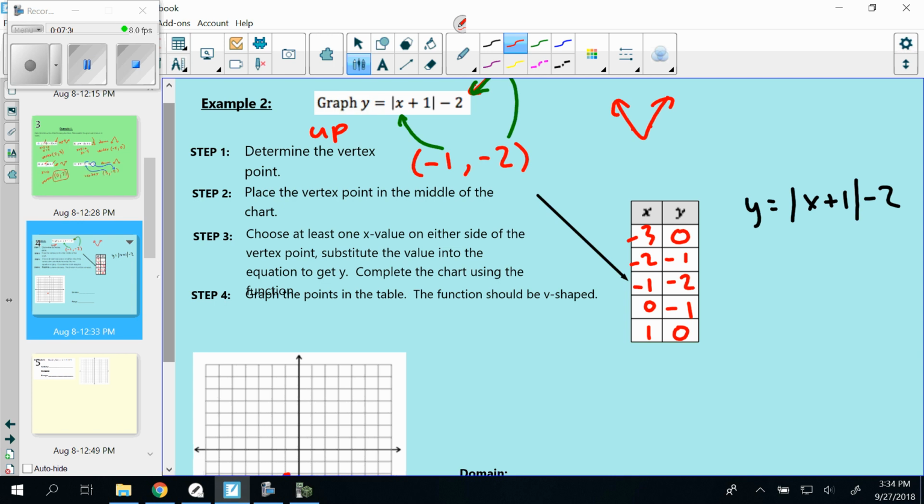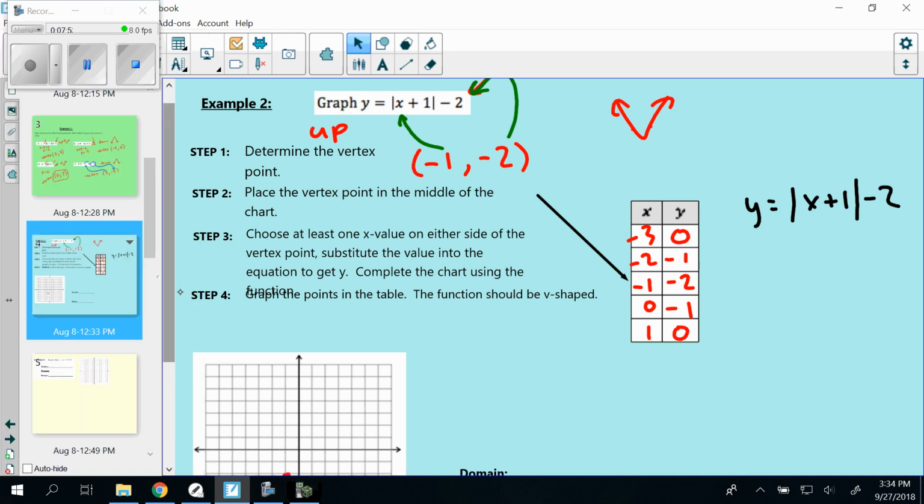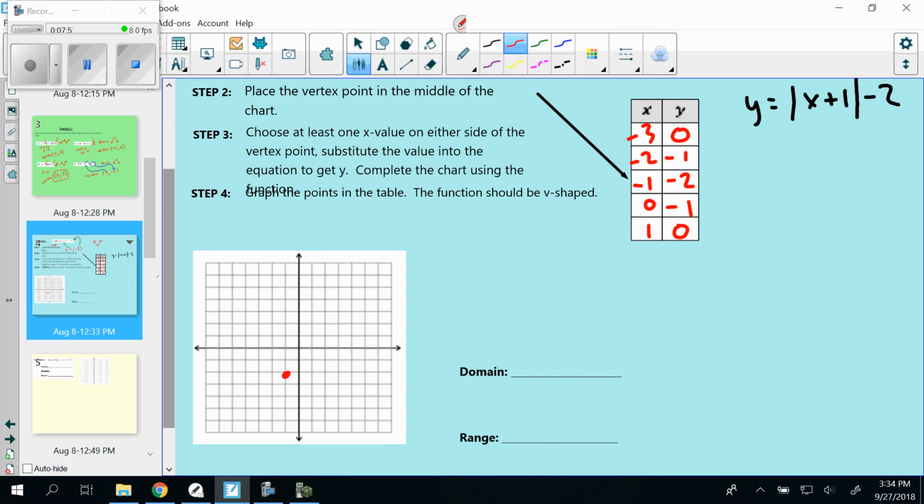So that one's going to come out to be 0. If it's symmetrical, then this one should also come out to be 0. And just to show you, if we scroll up to where the negative value is here, we should get 0. There you go. So it is the same thing. Okay, so if you want to graph it that way by points, now you just plot all those points on the table, and we should get this V shape we're looking for. -3, 0 is that point. -2, -1 is that point.